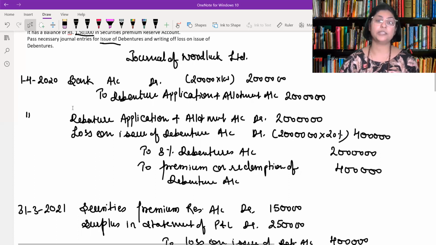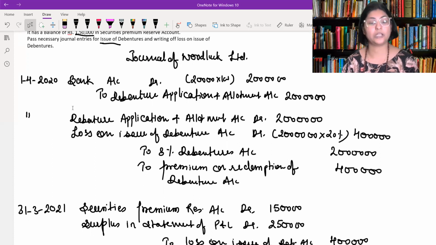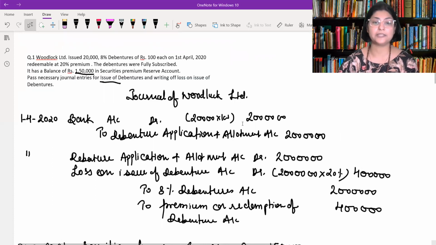In the first entry, the narration will be: being application money received for 20,000 debentures. Then, application money transferred to the debenture account and loss on issue of debenture recorded. And in the third entry, loss on issue of debenture written off from securities premium reserve and statement of profit and loss. So this is a very, very simple question.